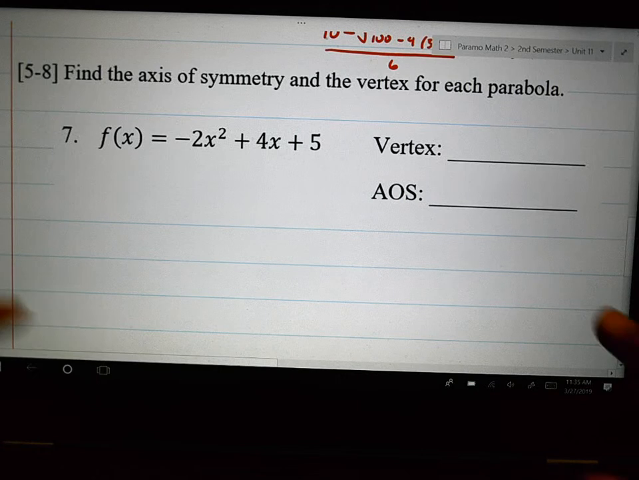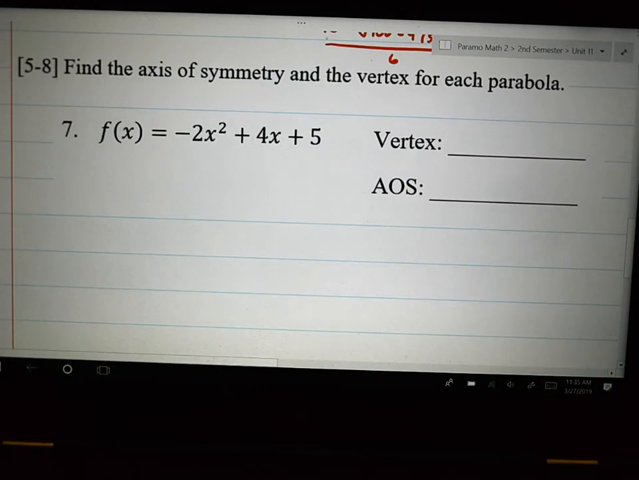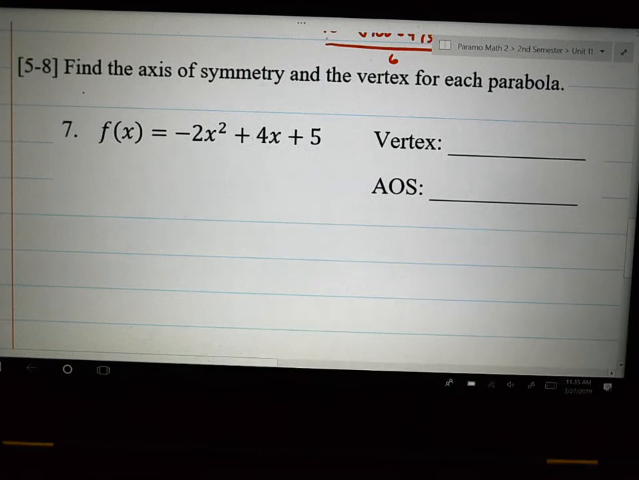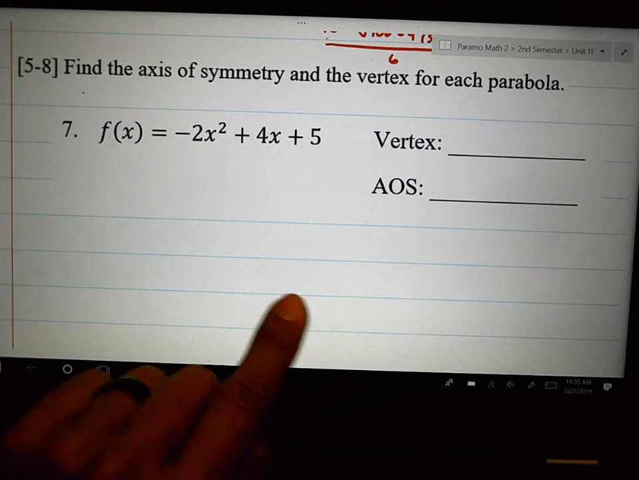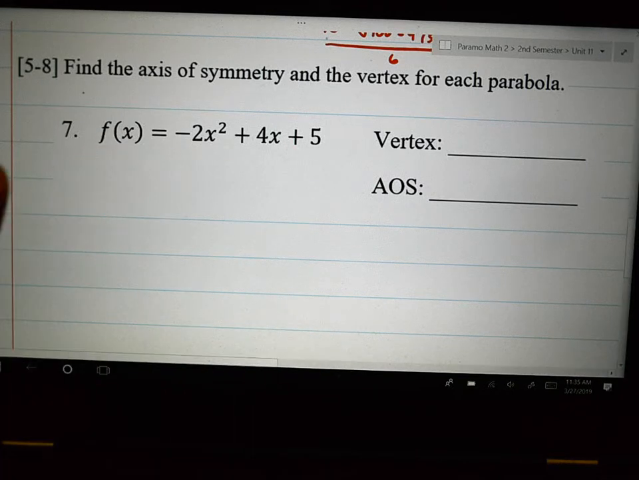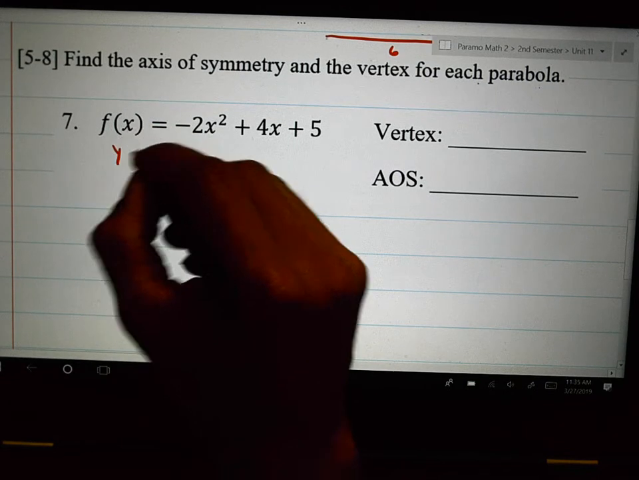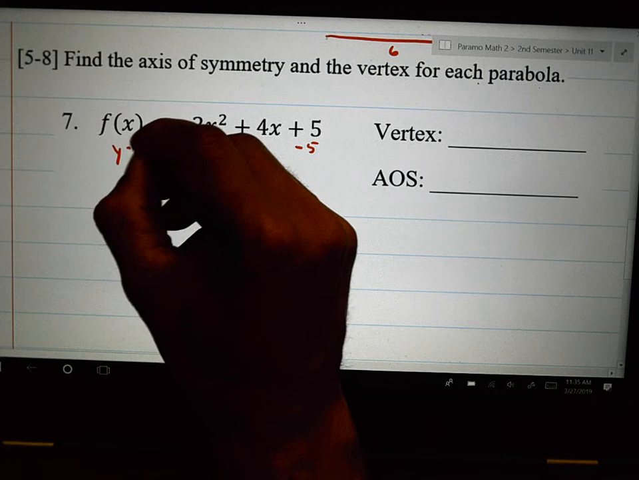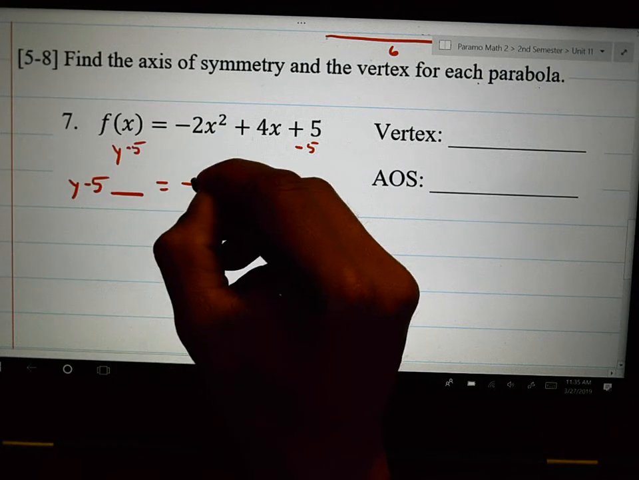But then we get to the harder ones like 7 and 10. 7 and 10 say find the axis of symmetry and the vertex for each parabola. You're going to treat this just like it's y equals. Doesn't matter if it's f of x or g of x or anything else. You're going to pretend this is still a y equals all that. You're going to subtract the 5 to this side because we need to complete the square. Leave an underscore.